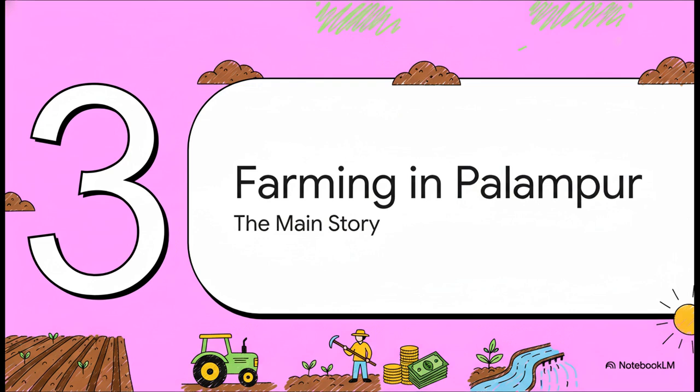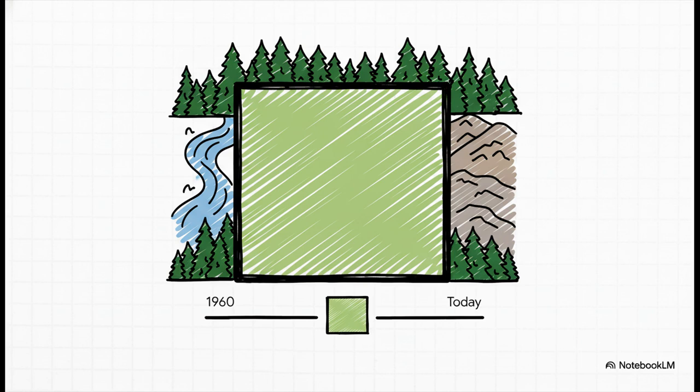Okay, so now that we know the 4 factors, let's move to our third section, farming, which is Palampur's main story. Here we will see how these factors are actually used in the main production activity of the village. So, what is the first major challenge for the farmers in Palampur? It's that land is fixed. The land area under cultivation has not expanded since 1960. This is a core problem because you cannot just increase the amount of land available for farming.